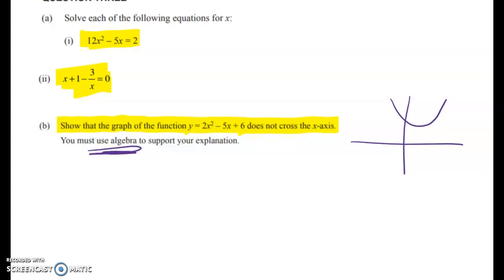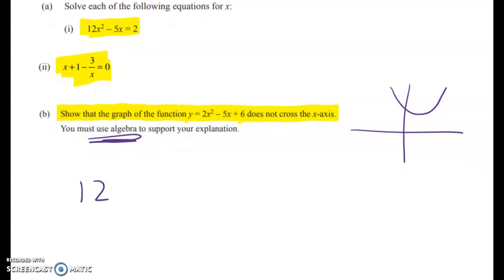So let's go back to A. Solve each of the following for x. Well, we've got 12x squared minus 5x equals 2.